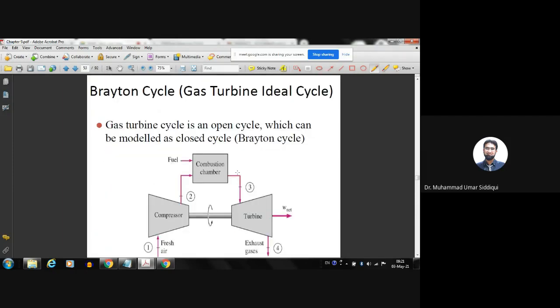Next is the Brayton cycle. The Brayton cycle is actually the more important one, where we are going to study it in more detail, study its modifications as well, and do the numerical problems associated with the Brayton cycle. This we are going to do after 5 minutes. Let's have a break of 5 minutes, and after that we are going to start with the Brayton cycle.